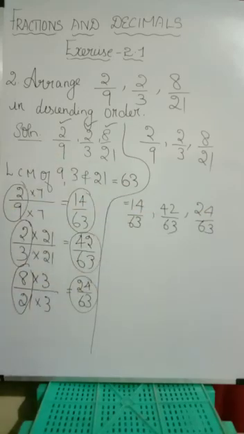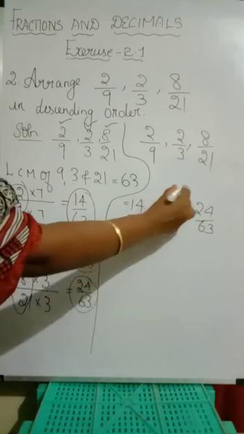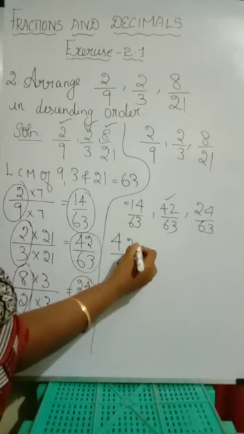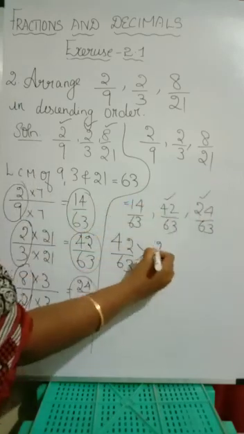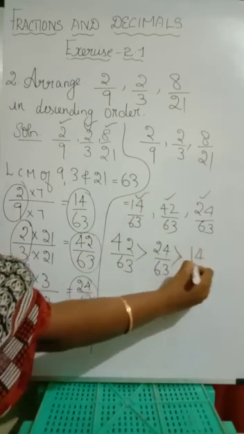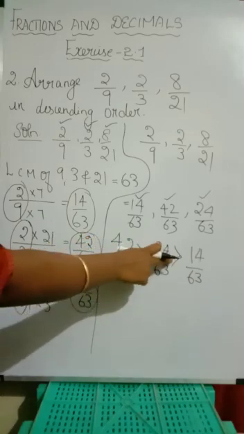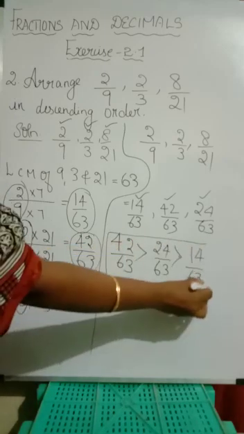So now these are like fractions. We can easily find out which number is greater. Here 14, 42 and 24. Which is first? 42 is greater than the other two numbers. So 42 by 63 is greater, right? Then which number is the second greatest? 24 is greater, right? So 24 divided by 63. At last we can write 14 divided by 63. Now 42, 24 and 14. 42 is greater than 24, then 24 is greater than 14. Right? So this is the descending order.